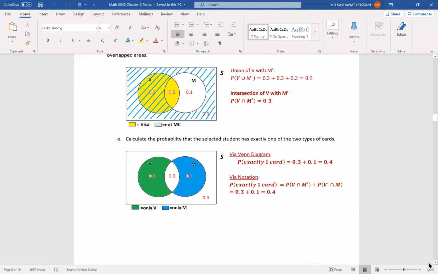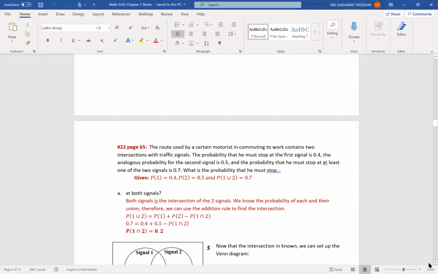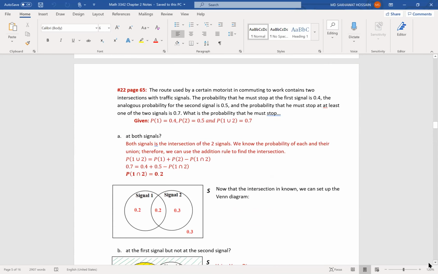Okay, so if you do not have any question, then we'll go over the next example, which is the route used by a certain motorist in commuting to work contains two intersections. So there are two intersections with traffic signals. The probability that he must stop at the first signal is 0.4. So the motorist will stop at the first signal and the probability is 0.4.